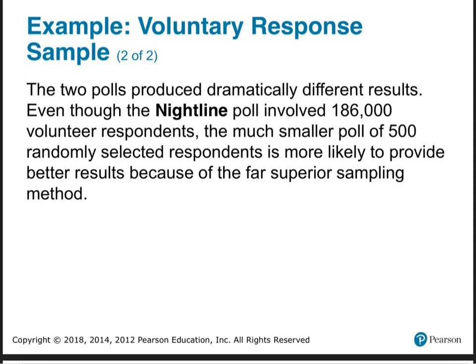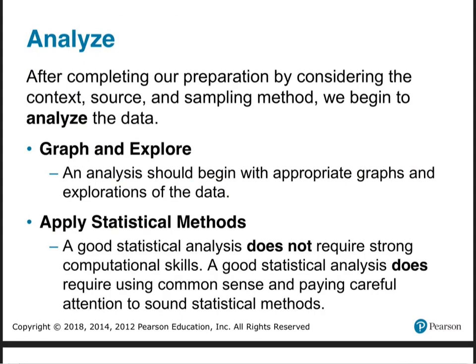So, yeah, even though it's dramatically different, the much smaller pool of 500 is more likely to produce the results because it's a superior sampling method. So how you gather the information really matters to how likely you are to get to the truth. All right, so that's the first thing, is preparing the study. How you gather information really matters, and we'll talk more about that in days to come.